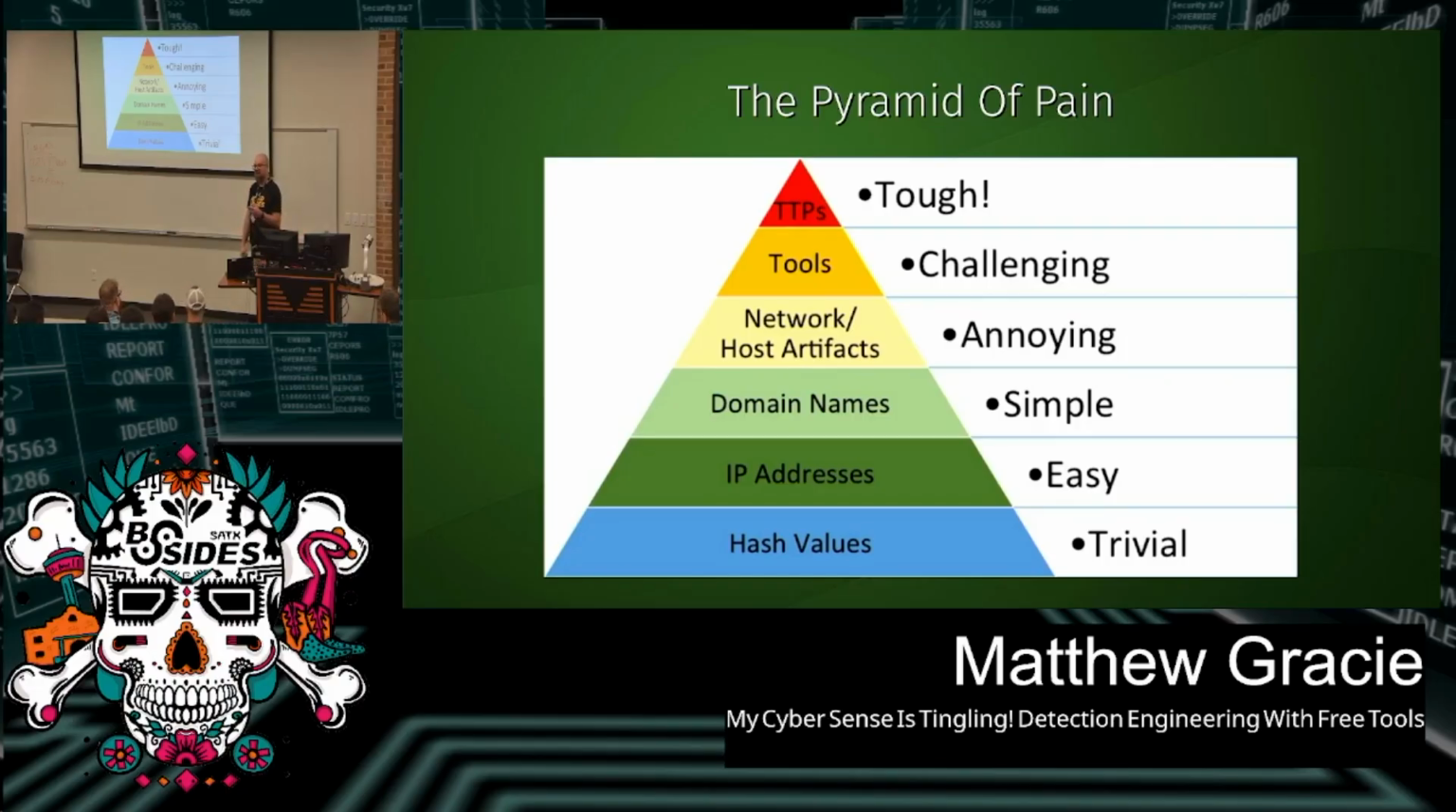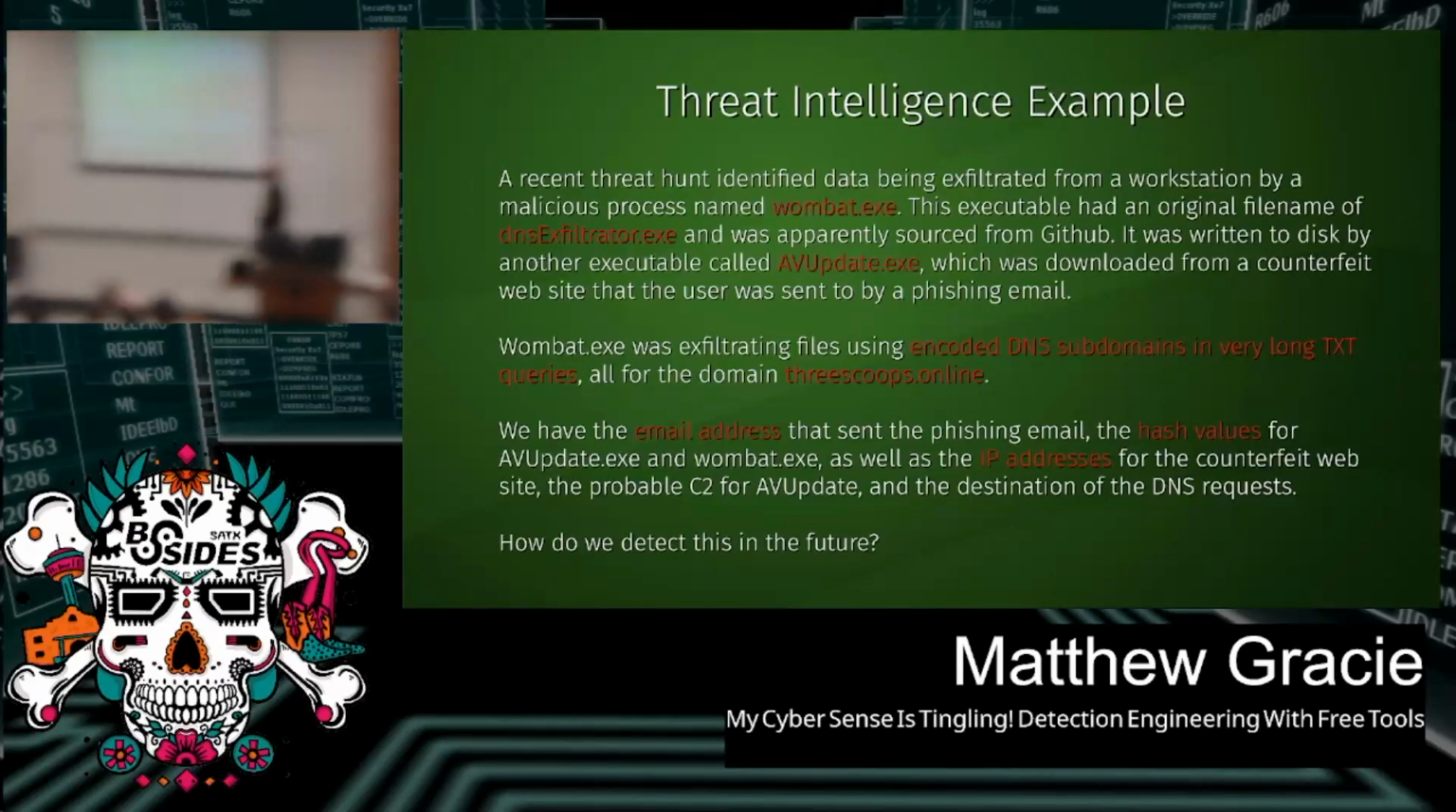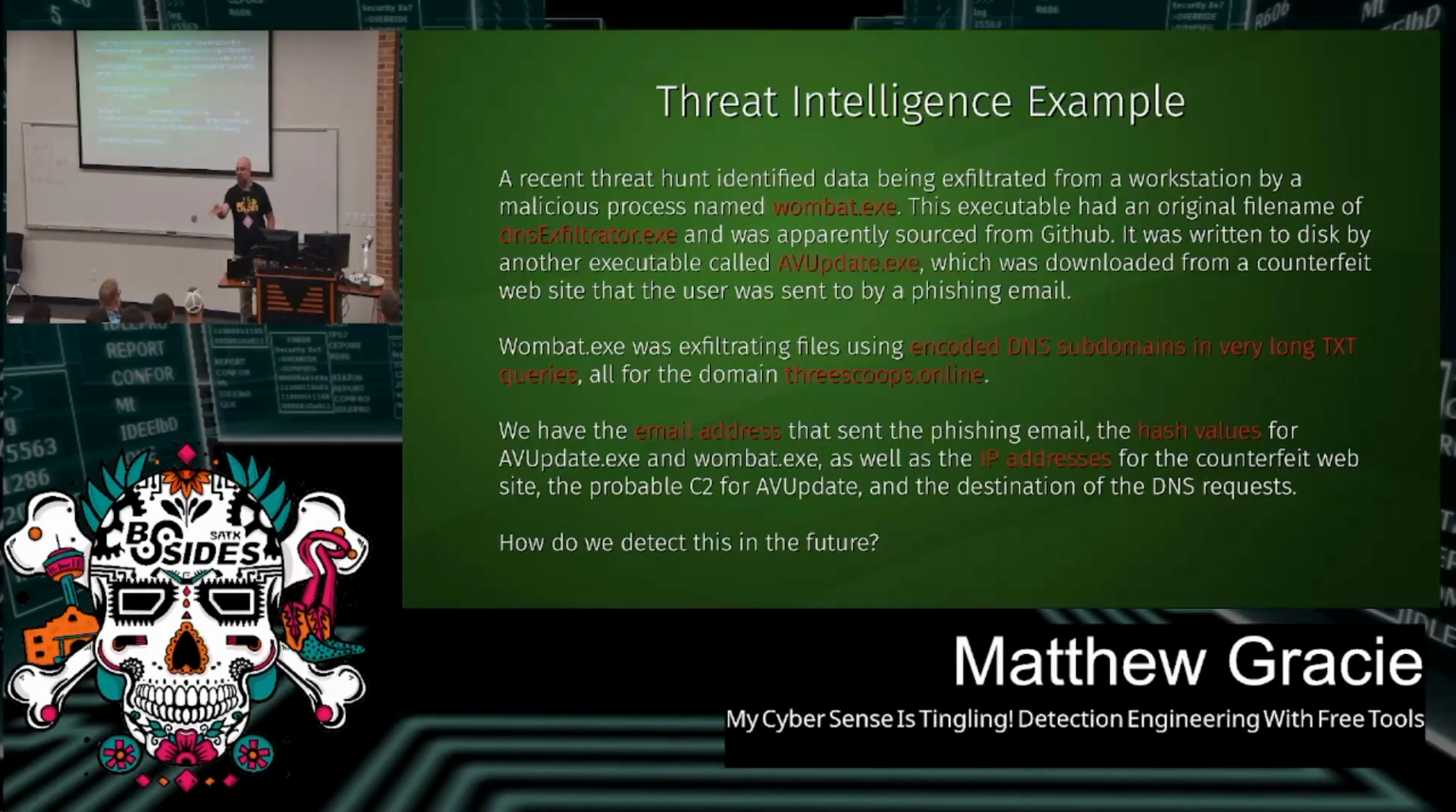Did you have your hand up? Yeah, TTPs. TTPs, right. So what would be a good TTP in here? I want the Wombat executable, change the name from DNS exfiltrator. So if you can tell that they changed the name of the executable. Okay, so if the original file name doesn't match the current file name? Yeah, that might be a good one. Okay. Any other guesses? Yeah.